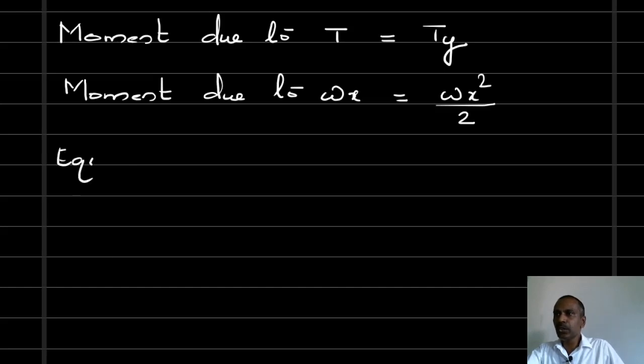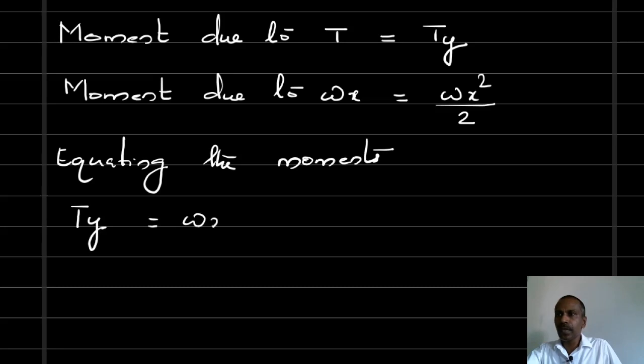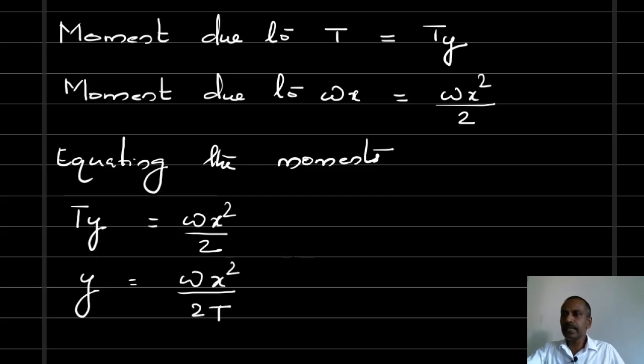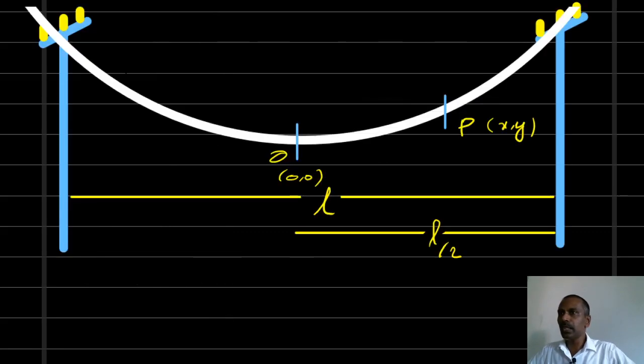If we equate these two moments, T y is equal to W x square divided by 2, or y is equal to W x square divided by 2T. This is the general expression to find out the sag. This is the expression of this curve. Y is equal to W x square divided by 2T.